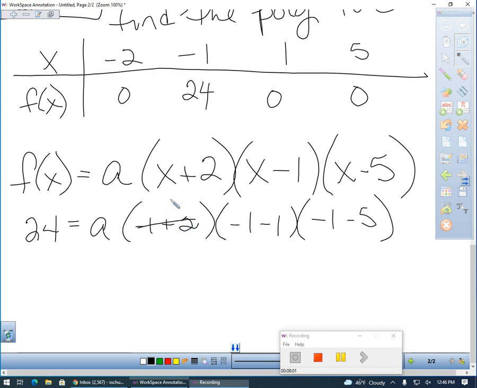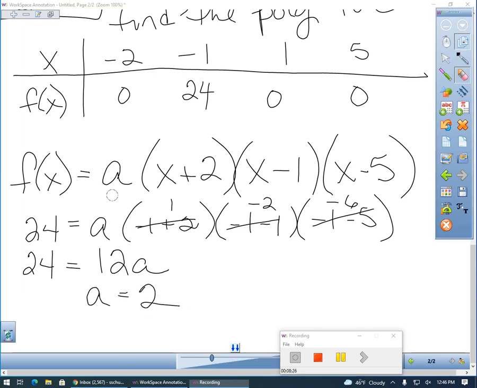-1 plus 2 is 1. -1 minus 1 is -2. And -1 minus 5 is -6. Can I multiply those all together? So I have 24 equals 12a. So what's my a value going to be? 2. a equals 2.